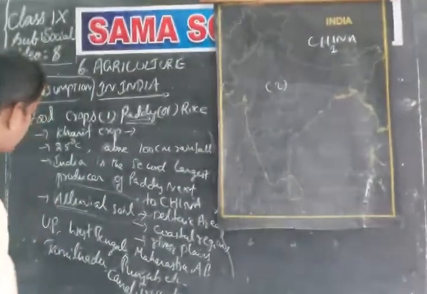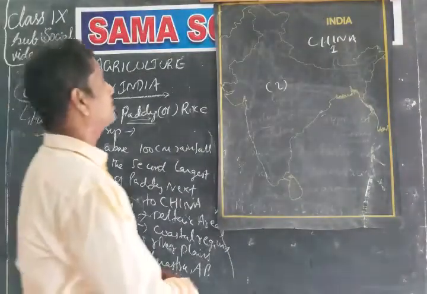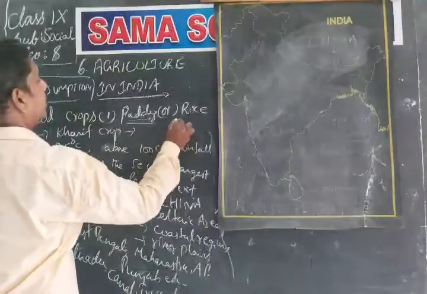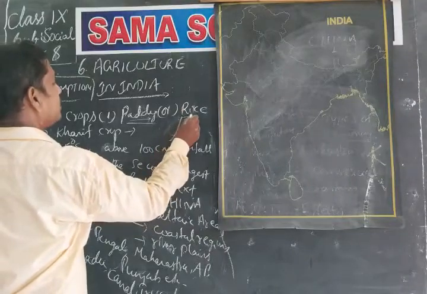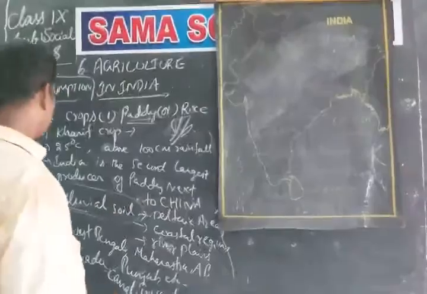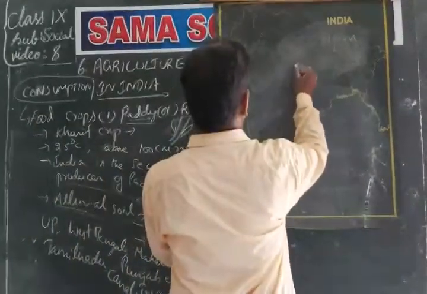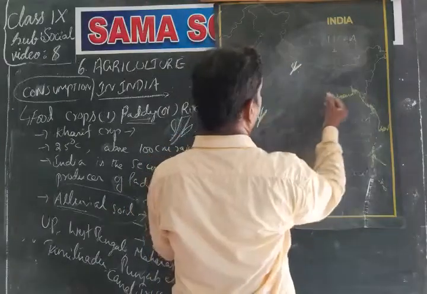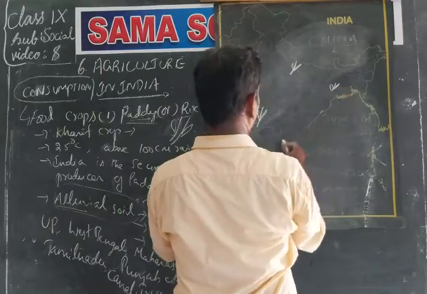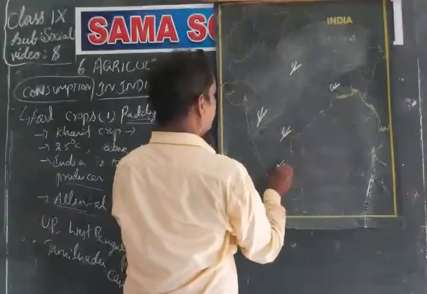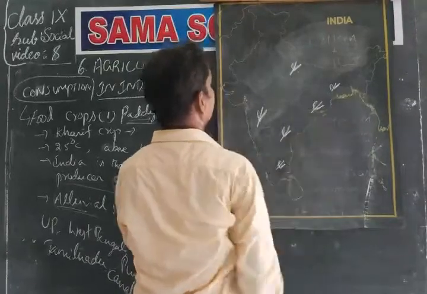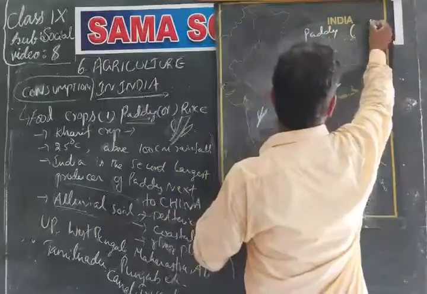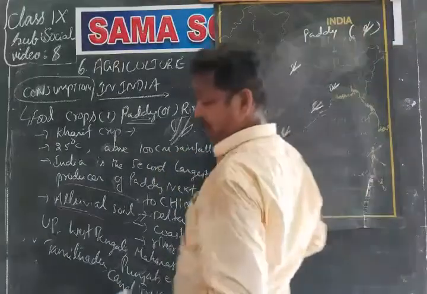Next crop that we will discuss is the wheat crop. First, we identify the paddy crop by using this symbol, children. We said it is grown in Uttar Pradesh, West Bengal, Maharashtra, Andhra Pradesh, Tamil Nadu, and of course Odisha. In these places we have the paddy crop, and for paddy crop identification we use this symbol. Right, children. Next.